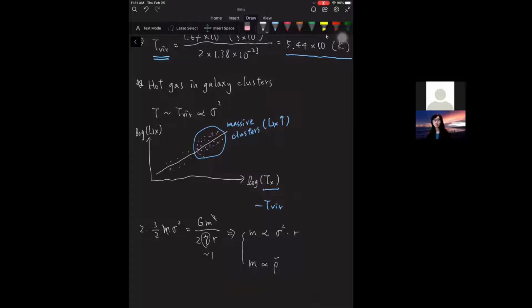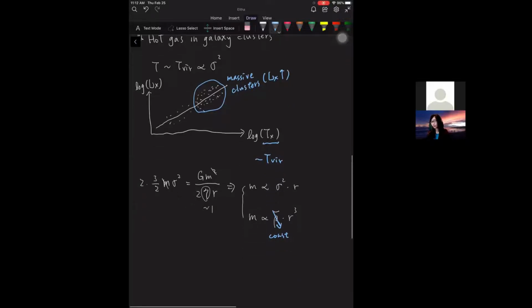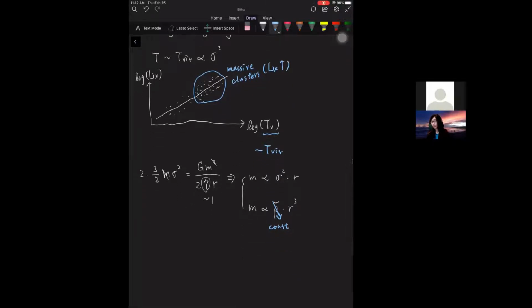So the mass is proportional to density times the volume, right? And the volume is r cubed. So if we assume an average density, not energy, and if this is constant, then we can ignore it for now.